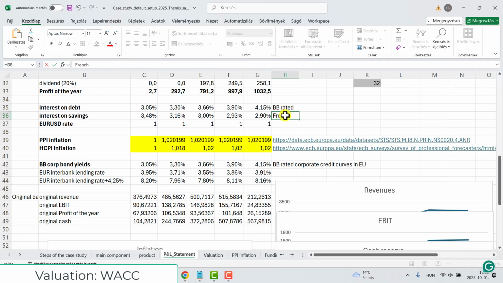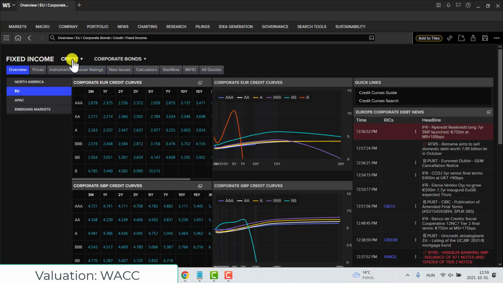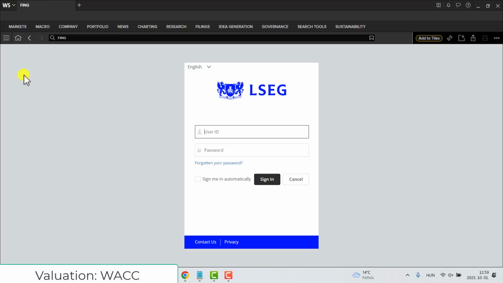Why? Because it's easier to find the data. So okay, fixed income. Fixed income.